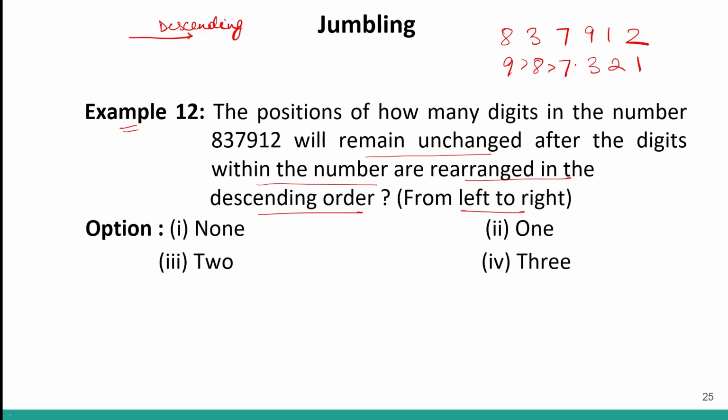9 is greater. Correct. So this is the descending order. We are supposed to know how many digits remain unchanged. So when I look at this position, I can see that only 7 is the number which is unchanged. So our answer will be option number 2, which is 1. Only 7 is the number which has remained unchanged.